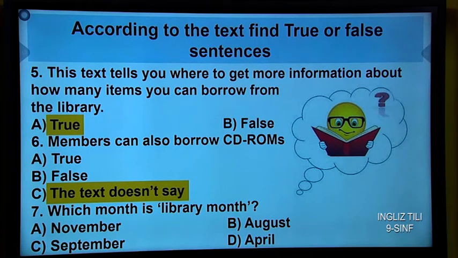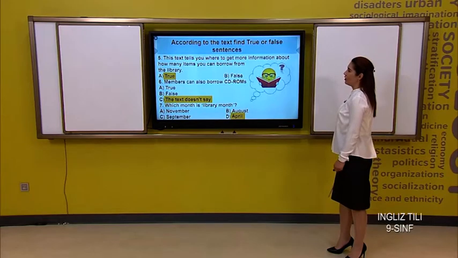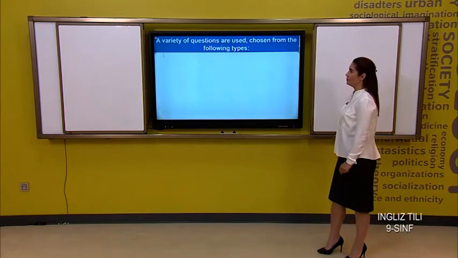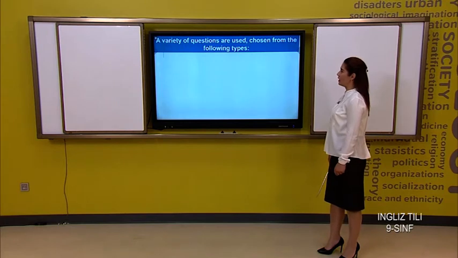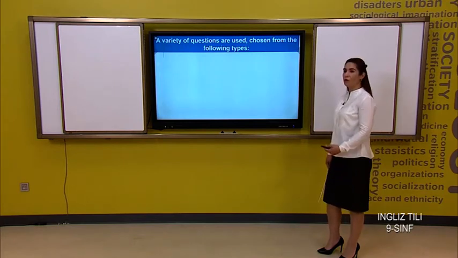The text doesn't say. So, the last one. Which month is library month? A. November. C. September. B. August. D. April. Yes, it's written about in April in the text. Here we go. So, now a variety of questions are chosen from the following types.